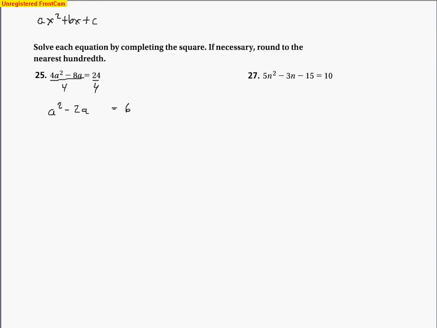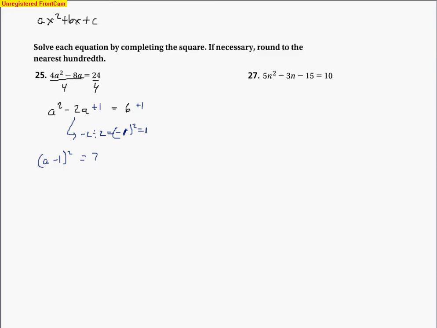So now I'm going to go ahead and complete the square. That's the first step, to divide by that 4, and then it becomes a regular old problem. So I can take half the b term, and I end up getting negative 1. Then I take that value and I square it, and you should always get a positive because two negatives make a positive. So I'll add 1 to both sides. I'm left with a minus 1 quantity squared, because that's what a squared minus 2a plus 1 factors to, and then this all equals 7.